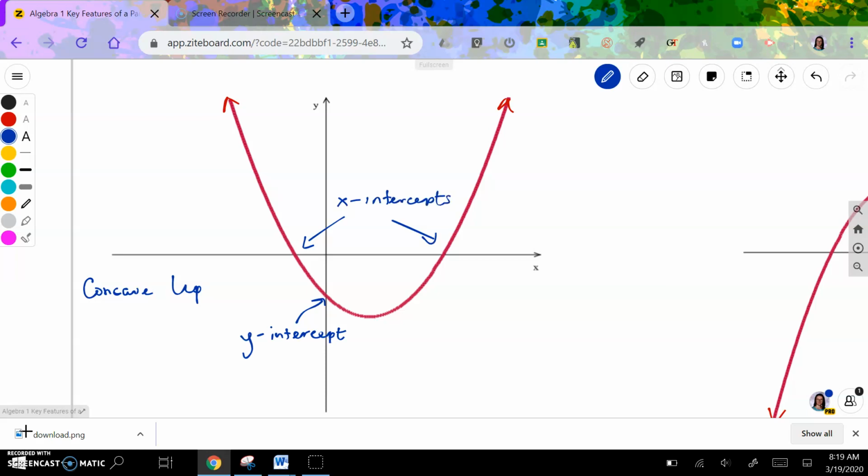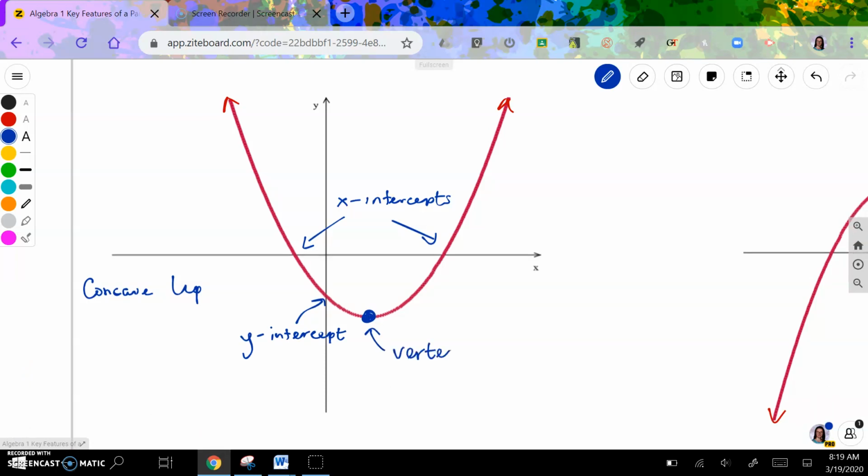And two new words for us. One word is the vertex. So the vertex is the lowest point right here. So this is going to be called the vertex. A vertex is the point where your parabola is the lowest or the highest. So in this case, it's going to be considered the min, right? Because that's your lowest value, or the lowest point on your graph.